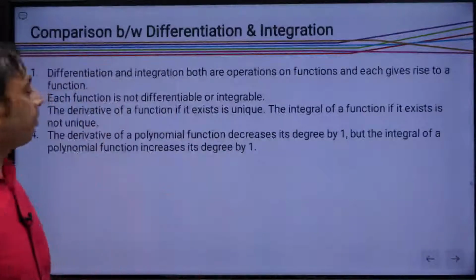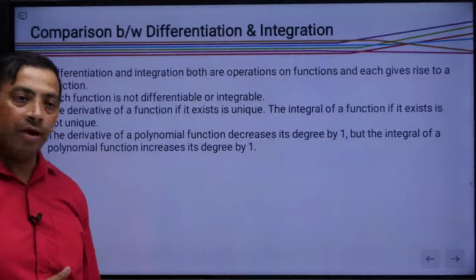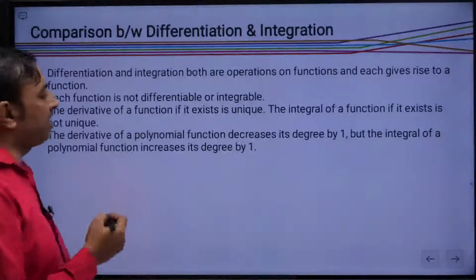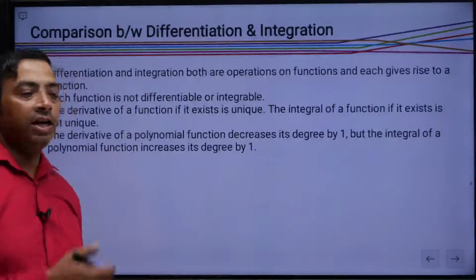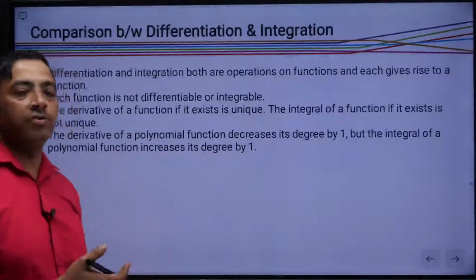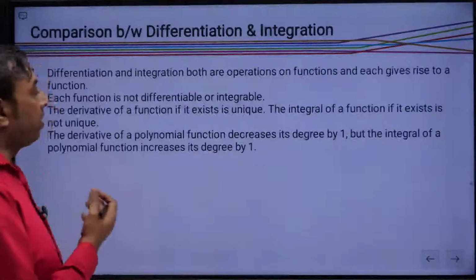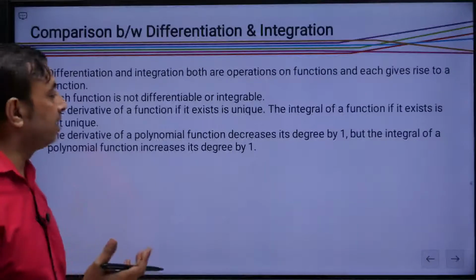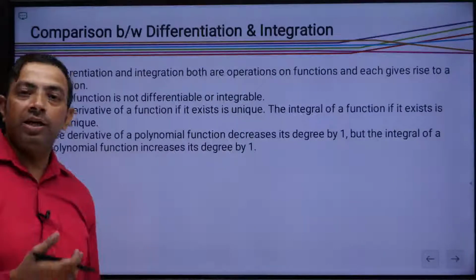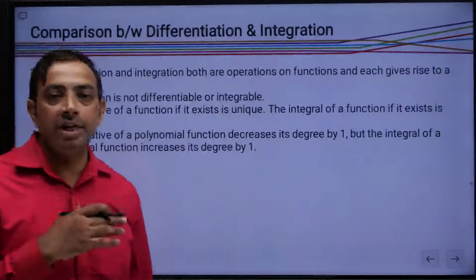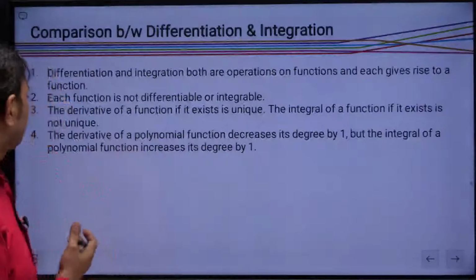The derivative of a polynomial function. Okay, so that is a general understanding about the differentiation and integration. In case of the differentiation, if we try to differentiate an algebraic function of the form x to the power n, the power on that function gets decreased. While in case of the integration, the same function will give you an increasing sequence of powers. Okay, so that is another difference.